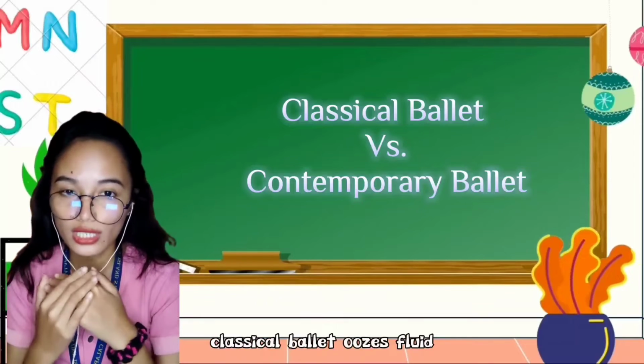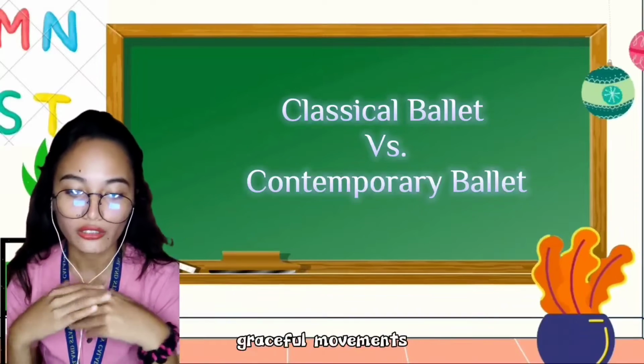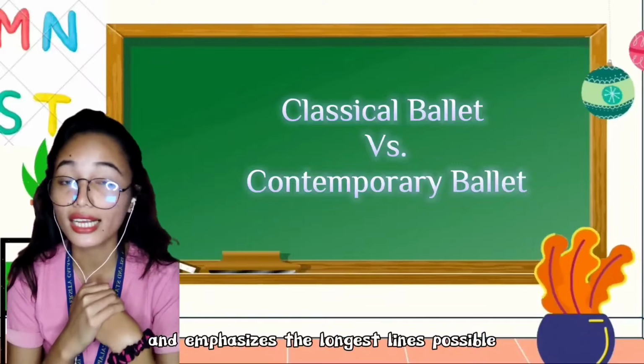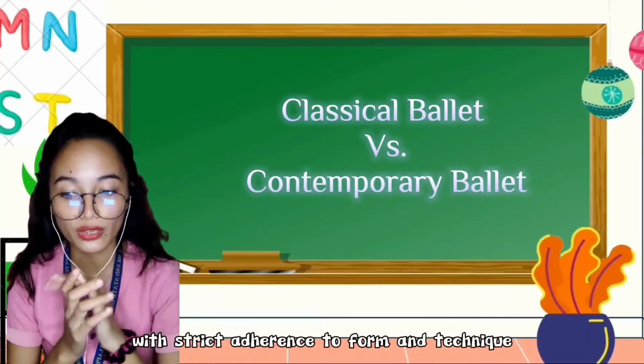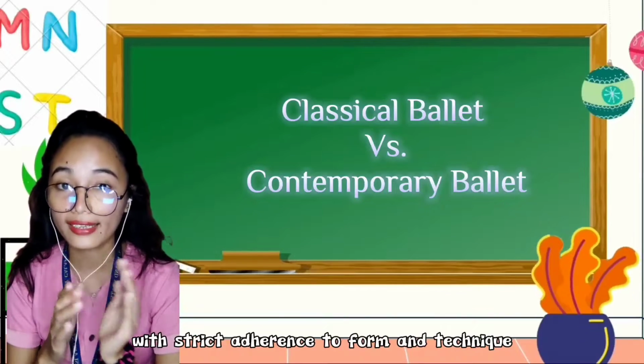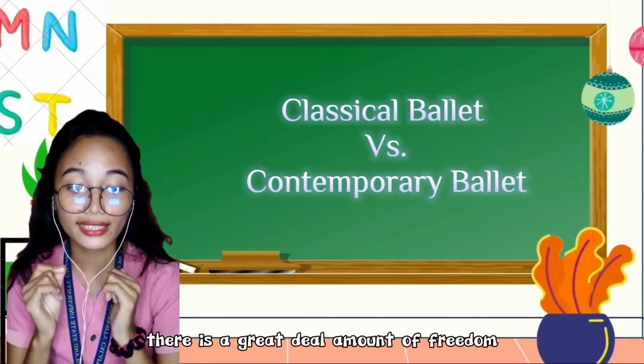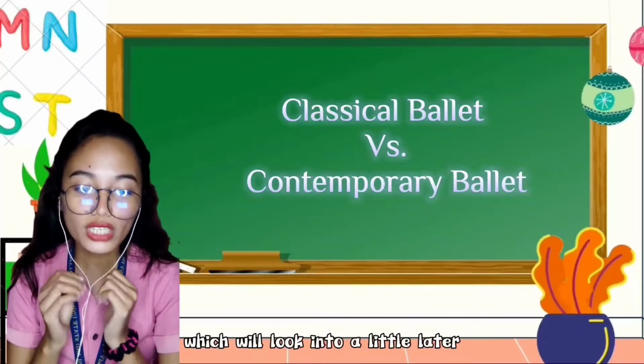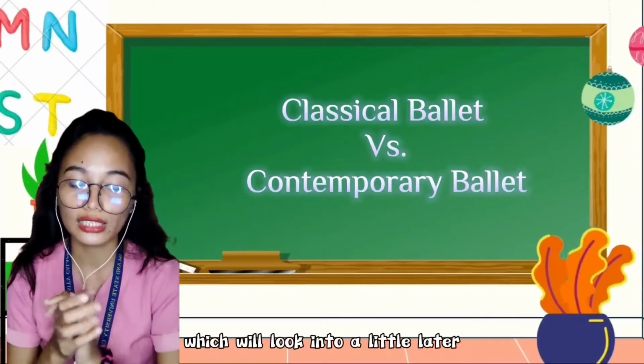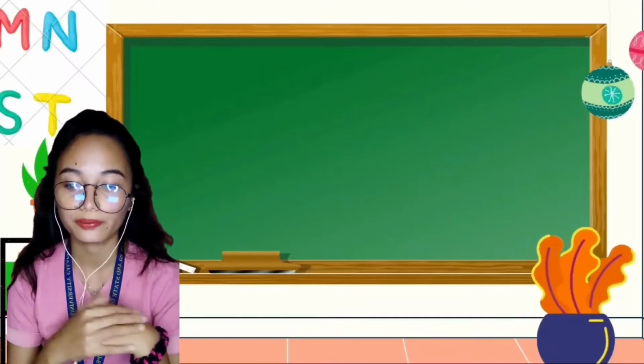Classical ballet uses fluid, graceful movements and emphasizes the longest lines possible with strict adherence to form and technique. Whereas with contemporary dance, there is a great deal of freedom, which we'll look into a little later.